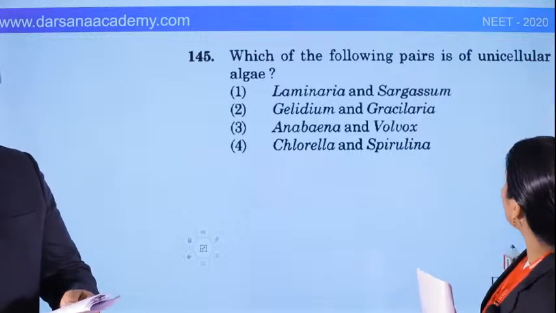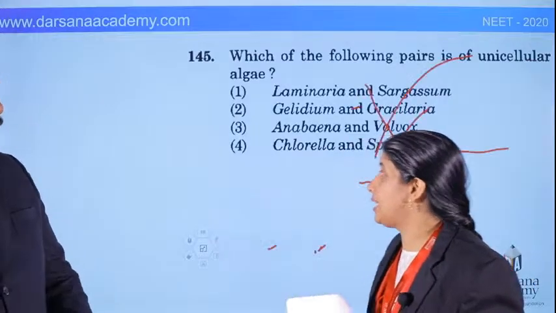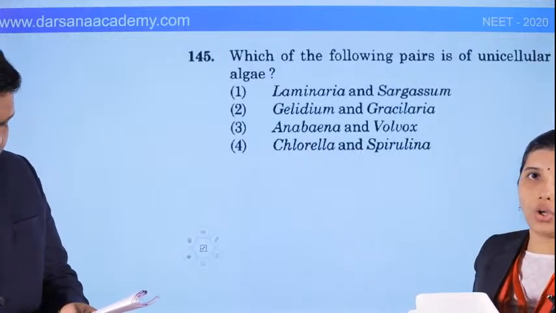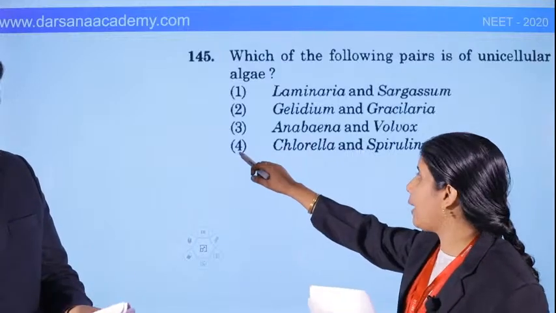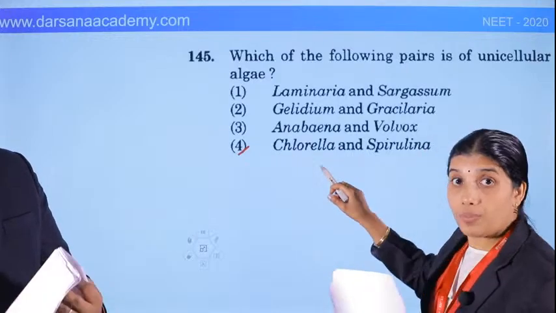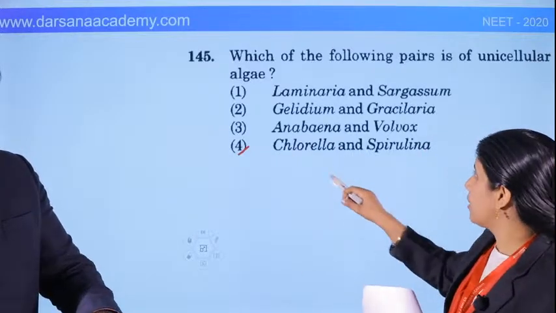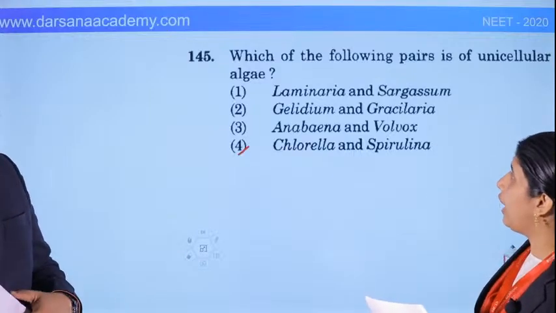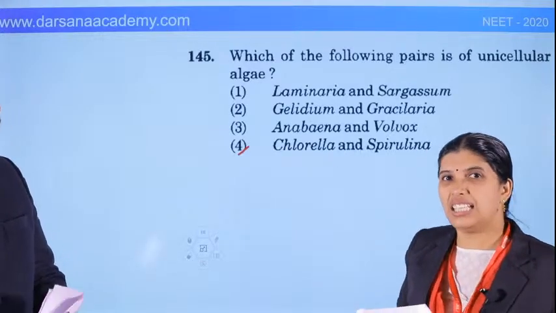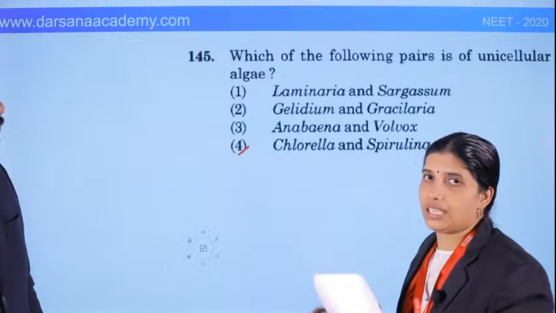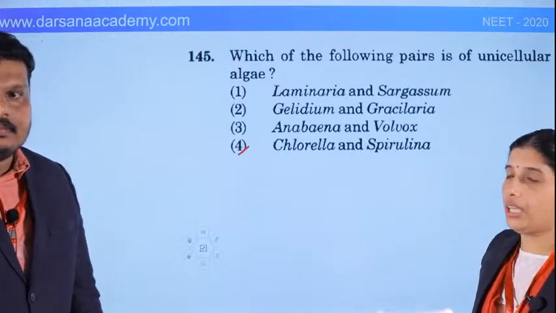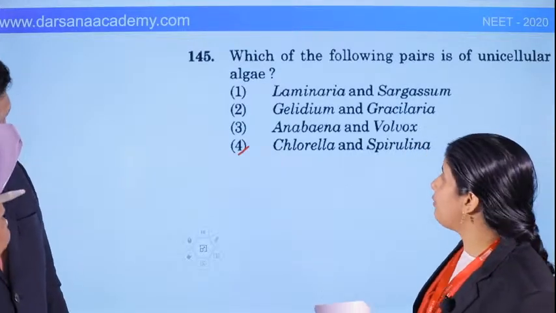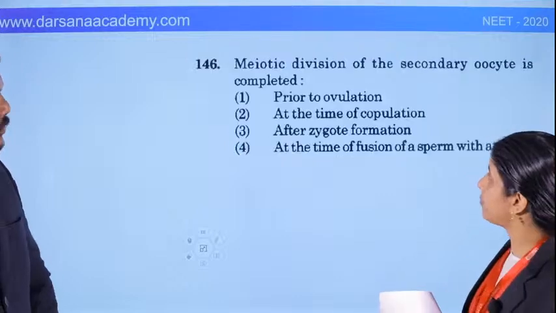And what about the next question? That is also from botany. Which of the following pairs are unicellular algae? Chlorella, Chlamydomonas, Spirulina. Yes, Chlorella and Spirulina is only given here. What's the answer for this question 145? 4 is the correct answer. That is in the NCERT. These direct statements and examples are given in the NCERT. Question number 145, 4 is the correct answer.